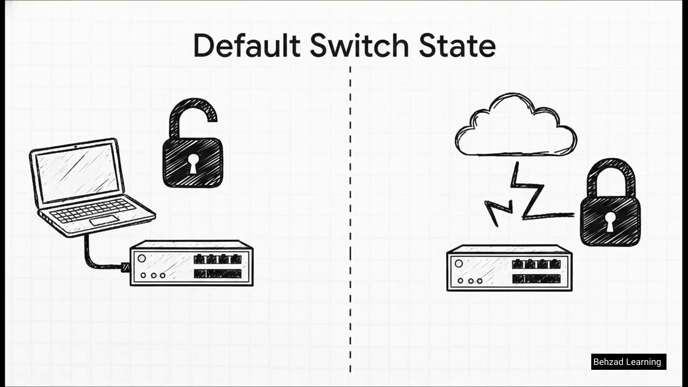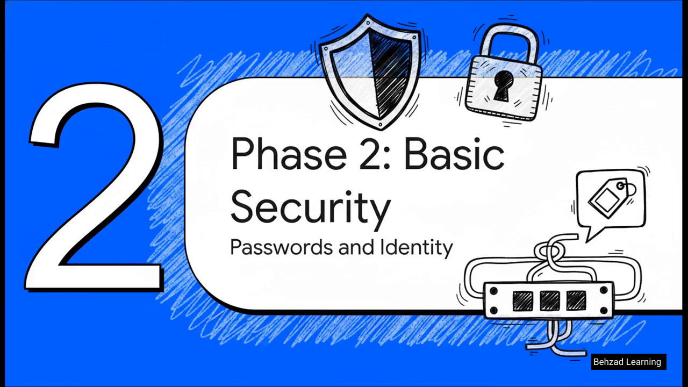Now, what's really fascinating here is the default state of a brand new Cisco switch. By design, it allows full unrestricted access via that physical console port without asking for a single password. Zero. It's completely wide open locally, but entirely locked down remotely. On top of that, every single physical port on that switch belongs to one giant broadcast domain, VLAN 1. This default state is incredibly vulnerable to physical tampering, which is exactly why locking it down is our absolute most urgent priority. And that brings us perfectly to phase two, basic passwords and identity.